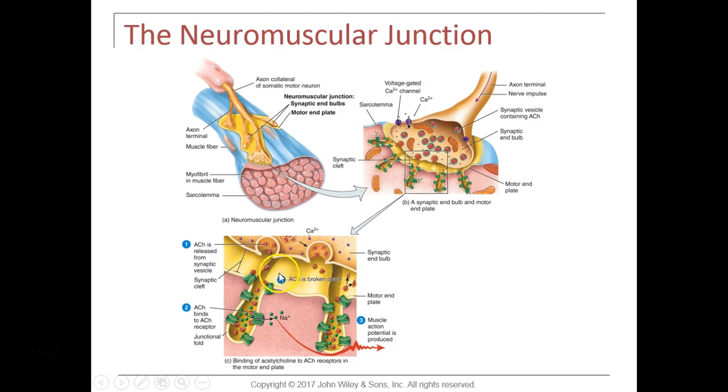Acetylcholine diffuses across the cleft and binds to its receptor on the motor end plate, and the acetylcholine receptor just so happens to be a ligand-gated sodium channel. It's a sodium channel that opens in response to chemicals. So any channel that opens in response to chemicals is called a ligand-gated channel. The second that acetylcholine binds to its receptor, the ligand-gated channel opens, and sodium rushes into the muscle cell. The influx of sodium through this channel is what produces the muscle action potential.